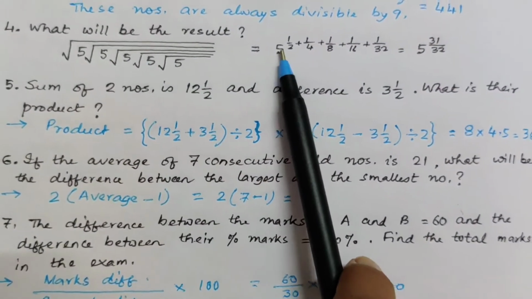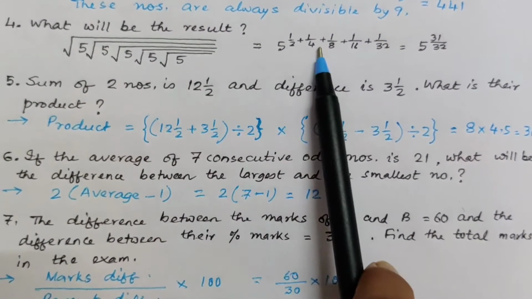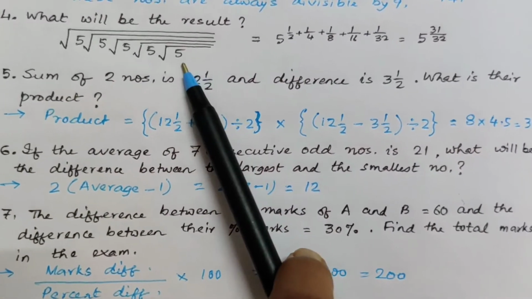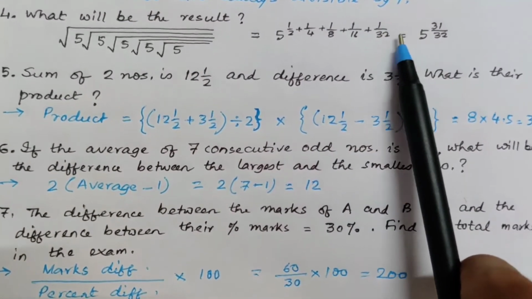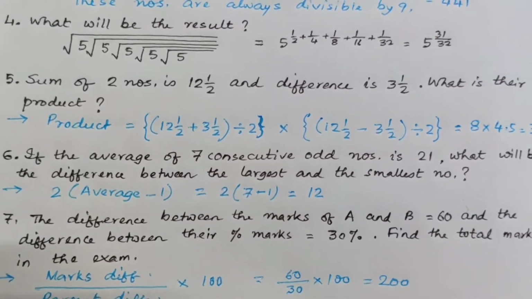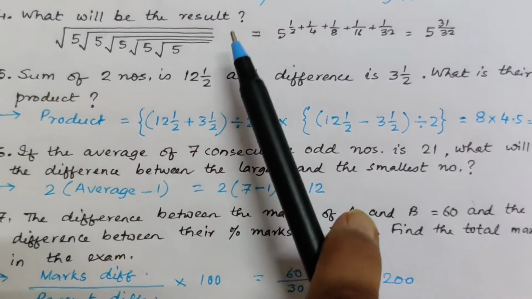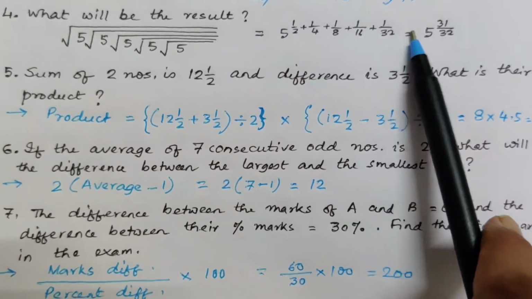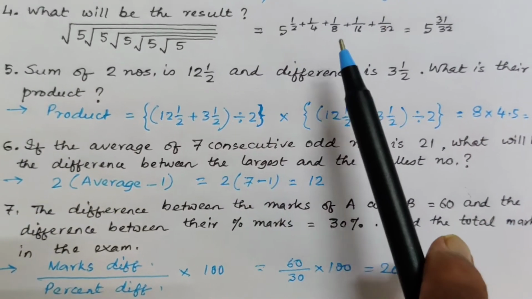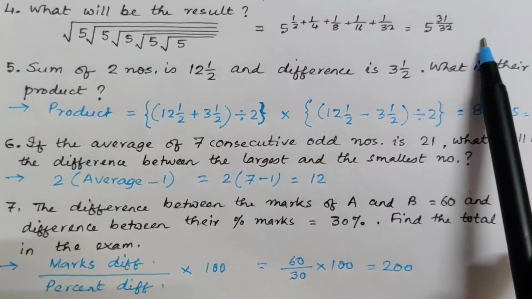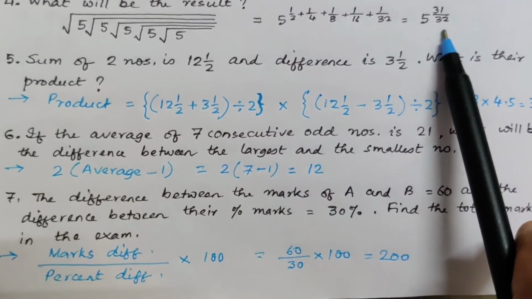Now this is 5 to the power 1/2, this is 5 to the power 1/4, this is 5 to the power 1/8, this is 5 to the power 1/16, this is 5 to the power 1/32. The sum is going to be 5 to the power 31 by 32. Now suppose one more 5 is added over here, it will make it 1 by 64. The answer will come 5 to the power 63 by 64. So like this it will go on.